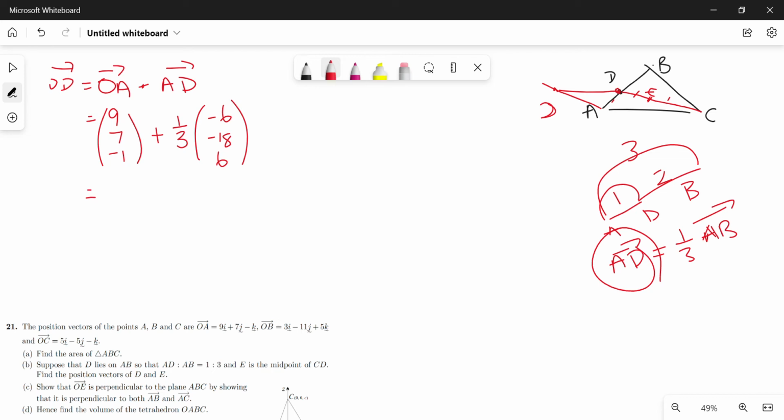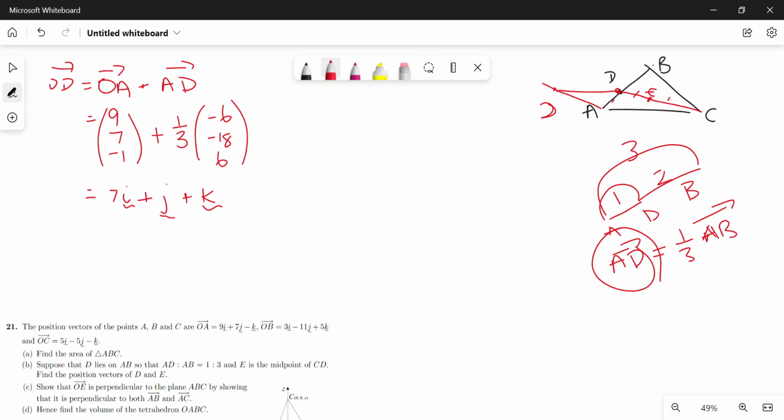Anyway, so what we're going to have is 9 minus 2. So that's 7, and I'll put it back in this form since that's the question. And then 7, negative 6, 18 on 3 is 6. So that's 1. And then negative 1 plus 6 on 3 is 2. So negative 1 plus 2 is 1 as well. So the position vector of D is 7i plus j plus k.